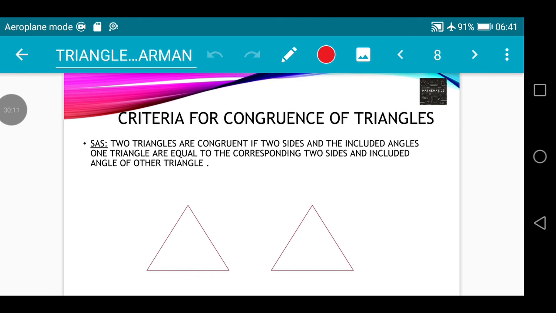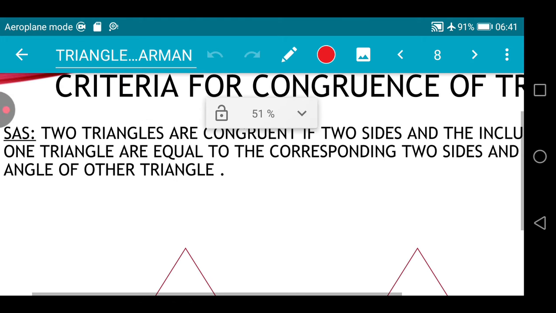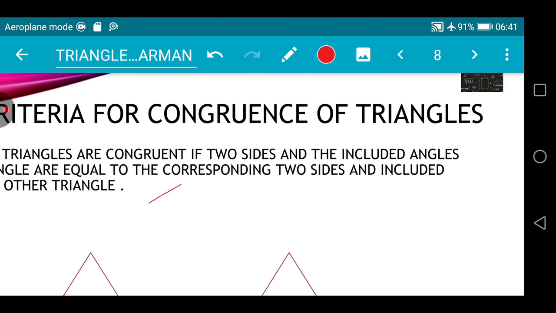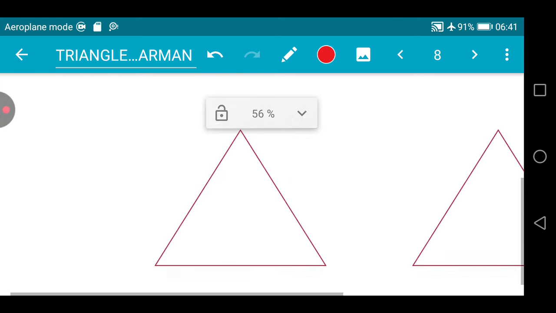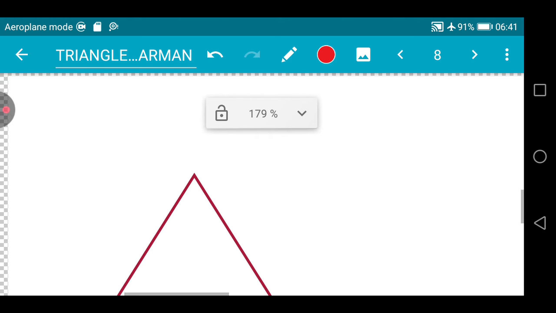Criteria for congruence of triangles. SAS, side angle side. Two triangles are congruent if two sides... What are the two sides? Wait, I am doing side by side only.